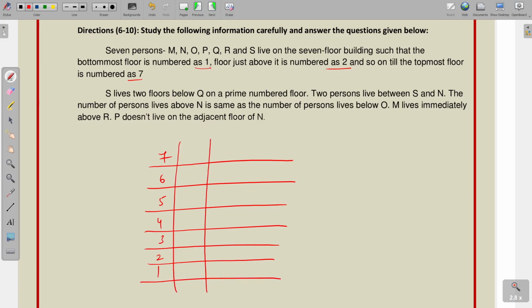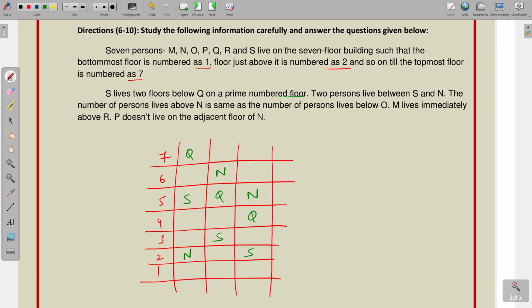See the first one. S lives 2 floors below Q on a prime numbered floor. So if Q is placing here, S is placing here, and next prime number, that is 3, and next, that is 2, is the prime number. Next, here Q is placing and here Q is placing. 2 persons live between S and N. So between S and N there are 2 persons, and next here N is placing and here N is placing.